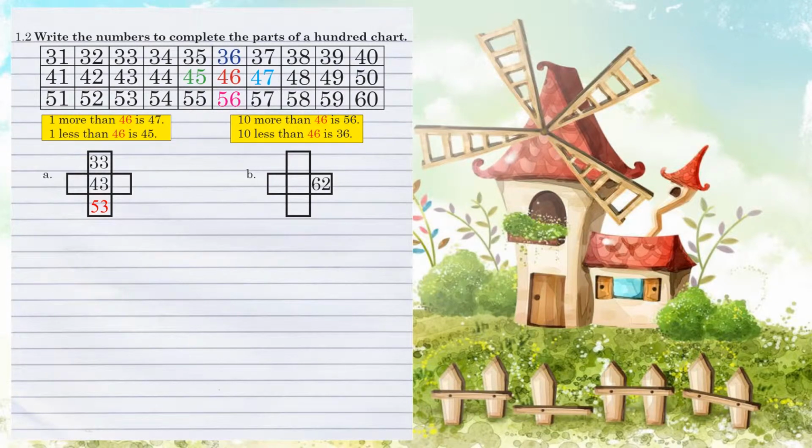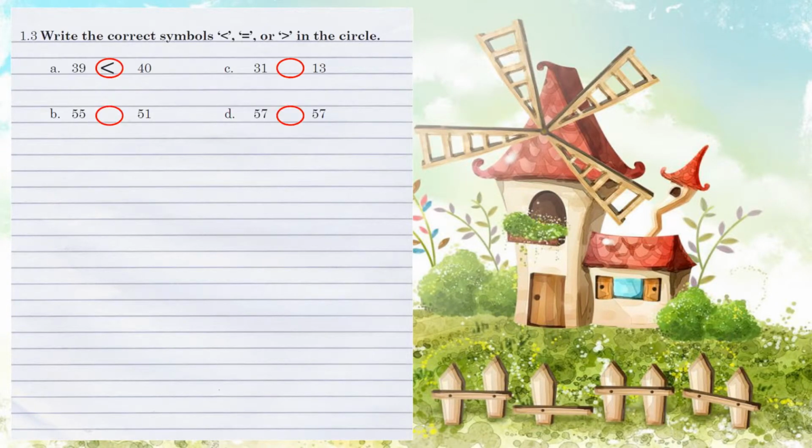Going across, we're only going by ones though. So if we have 43 in the middle, what is the number that would come in front of 43? That would be 42. What would the number come after 43? That would be 44.